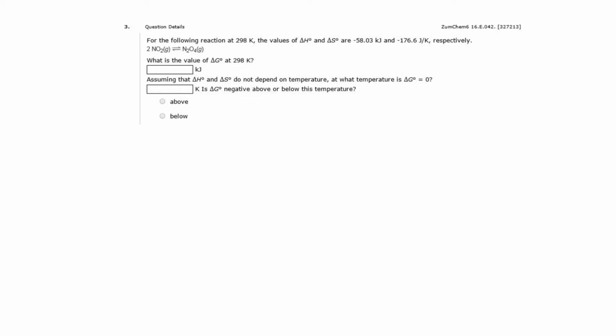Here's a Gibbs equation problem where they're asking us to find the value of delta G at a specific temperature at first. And then down below they say, assuming that delta H standard and delta S standard are not temperature dependent, what's the temperature at which it becomes spontaneous? We'll apply Gibbs equation twice.